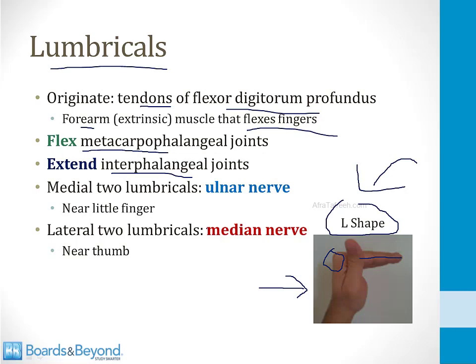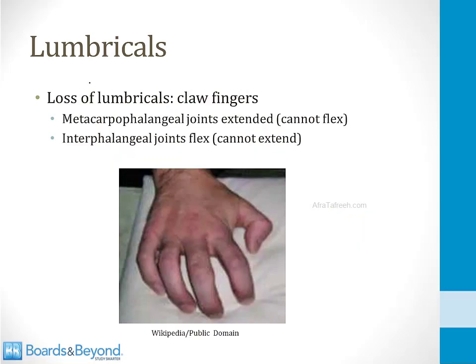The medial two lumbricals are innervated by the ulnar nerve. These are the two muscles near the little finger, and the lateral two lumbricals are innervated by the median nerve. These are the ones near the thumb. If you can remember that the word lumbricals starts with L and that the lumbrical muscles make the fingers form an L shape, then it's easy to remember what happens when the lumbrical muscles lose their innervation.